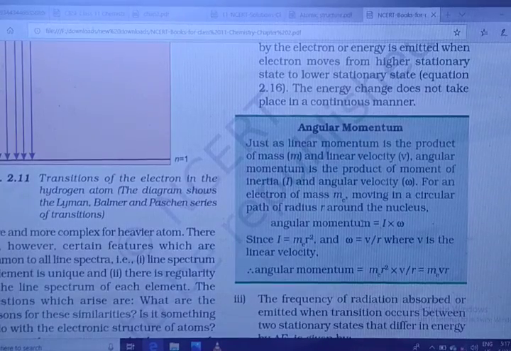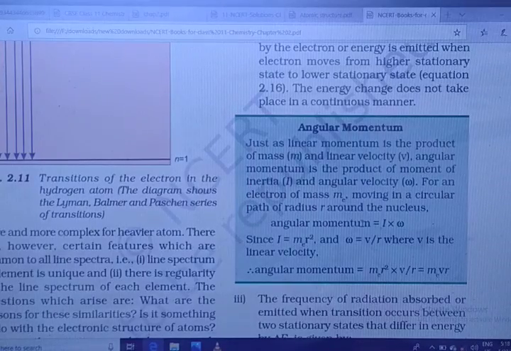But what about angular momentum? Why angular momentum? Because the electron revolves around the nucleus, so that's why there will be a question of angular momentum. What is angular momentum? Angular momentum is the product of moment of inertia and angular velocity. If anybody asks you what is angular momentum, you can say it is the product of moment of inertia and angular velocity.